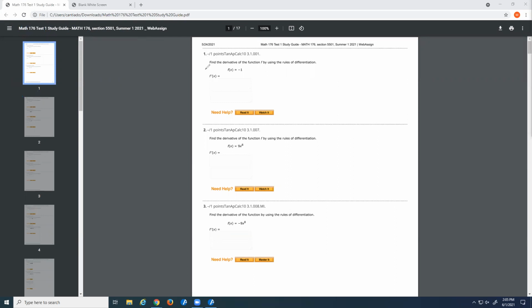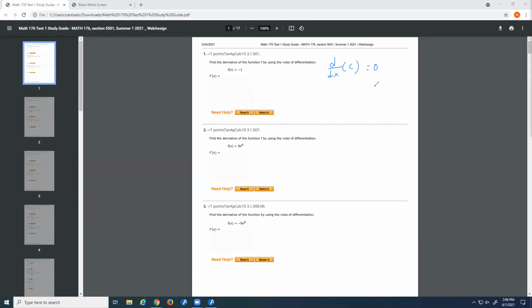For number 1, it wants us to find the derivative using the rules of differentiation. I assume that this doesn't mean by the definition, because doing all of these by the definition would be a little bit crazy. So we'll just do it using normal rules of differentiation. If you want to differentiate any constant, d by dx of any constant, say c, this is always going to be 0.